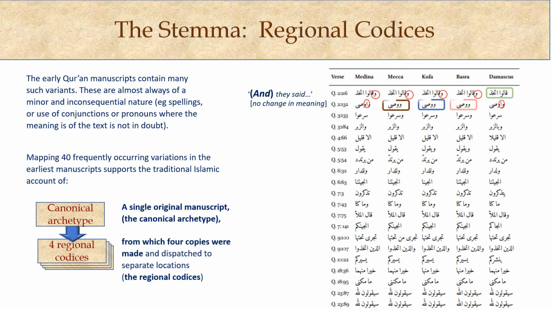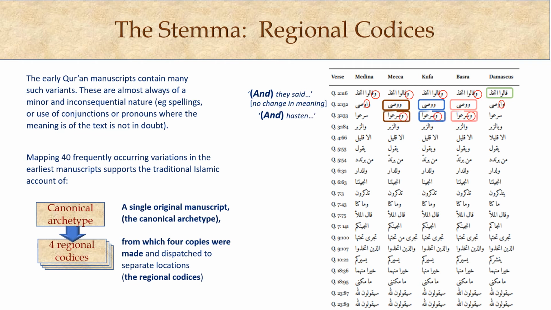In the case of Surah 2, verse 132, you see that the Medinan and the Damascus traditions both have an alif, which is missing from the Meccan, Kufan and Basran writing traditions. It makes absolutely no difference to the meaning, but again it tells us something about how these first manuscripts were copied one from another.